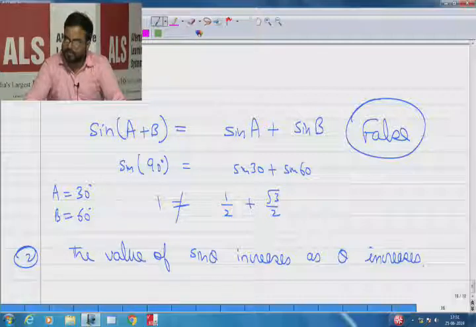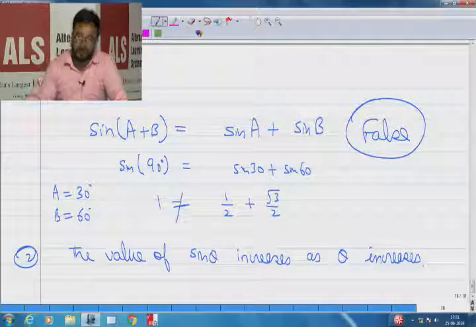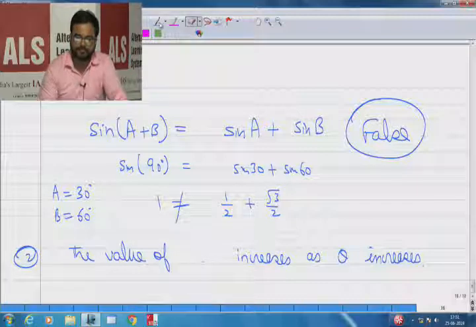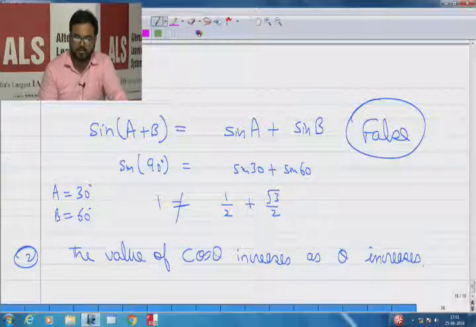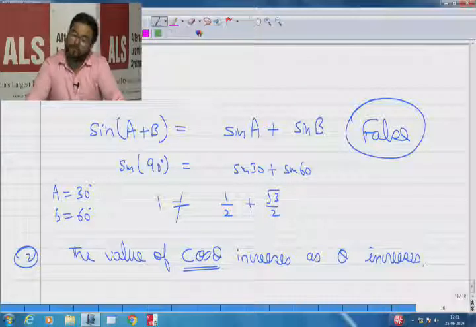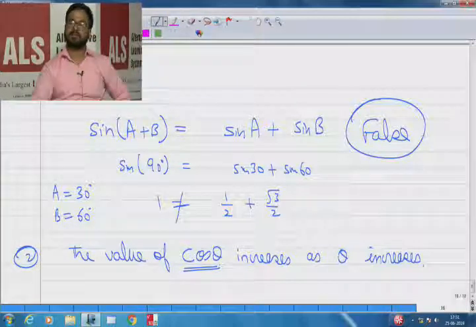That's right. True, true, true, true. Perfect. And if I say, in place of sin theta, if I write cos theta, now what about this? The value of cos theta increases as theta increases.